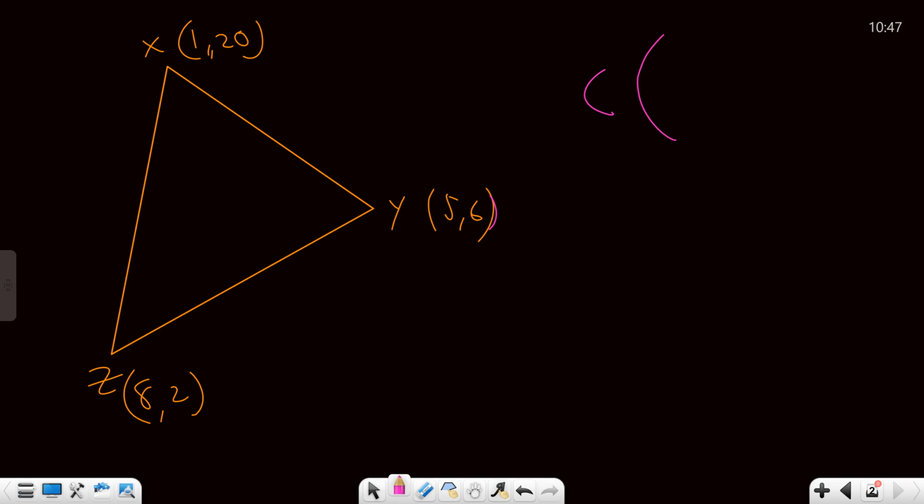15 divided by 3, so 5. X is 5. 14 over 3. You added wrong, Logan. Did I add them all? Oh my god, I did it. 14 thirds, comma, 28 over 3. Add the x's, add the y's, divide by 3.